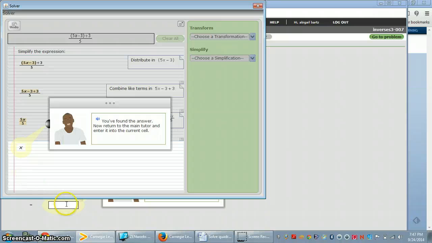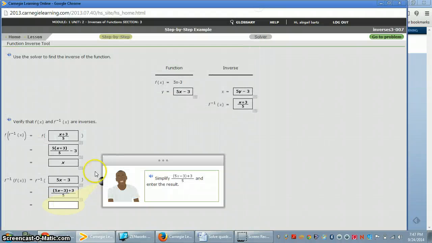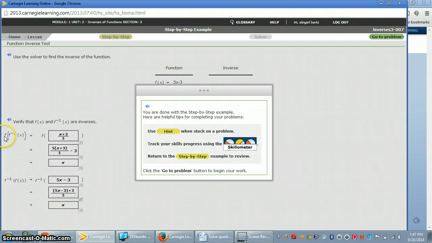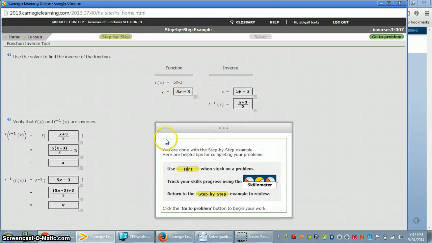So again, I find out that when I substitute in the original function into the inverse function, it gives me x. When I substitute in the inverse function into the original, it also gives me x. So that's kind of what you're doing in Unit 2, Section 3. Again, you can always refer back to the step-by-step and you can use the hints. If you still get stuck, please ask some questions in class.